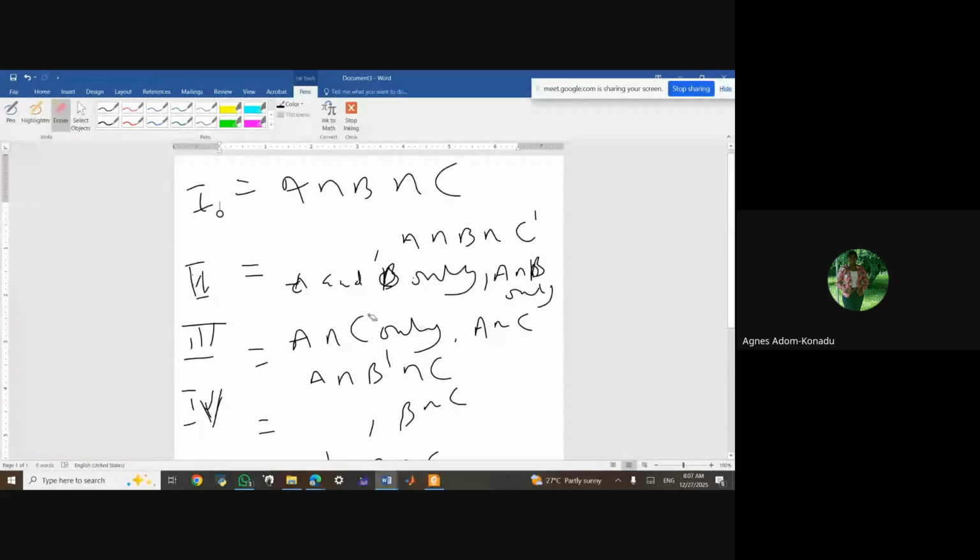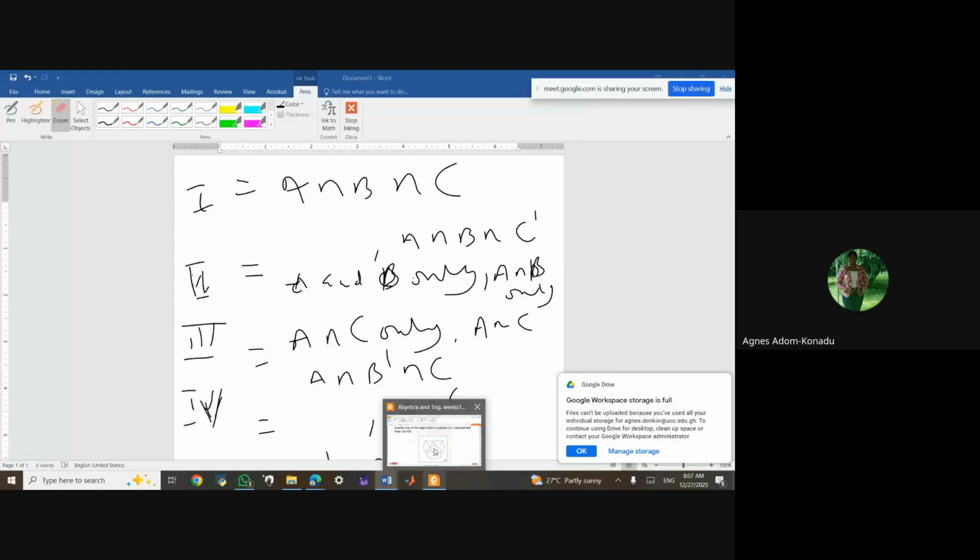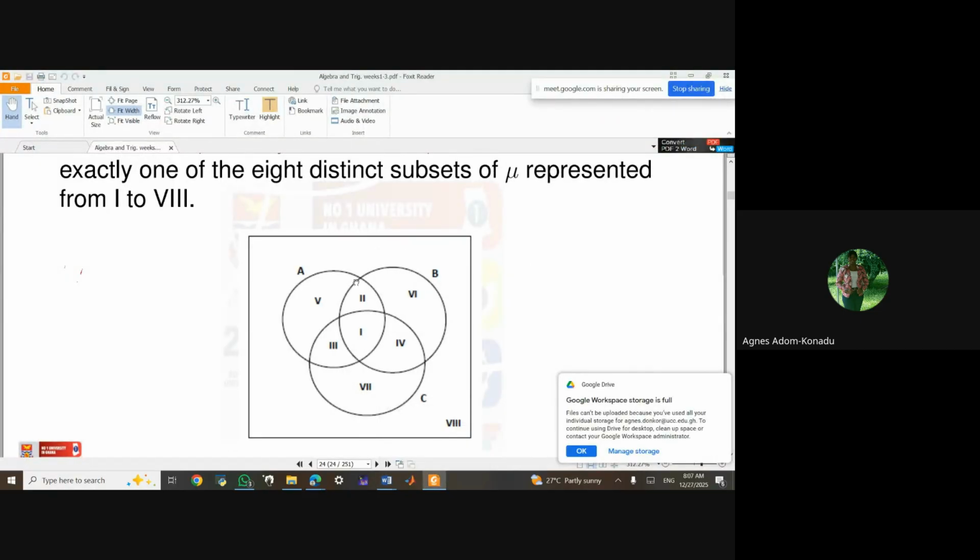Okay, let me jump to this side. A and B only, or A intersection B only. So they are saying it is A intersection B only. Can it be A intersection B only? Still no. No. Yes. Yes. Okay, so the one who said yes, can you please tell me why it is yes? And the one who said no, tell me why it is no.